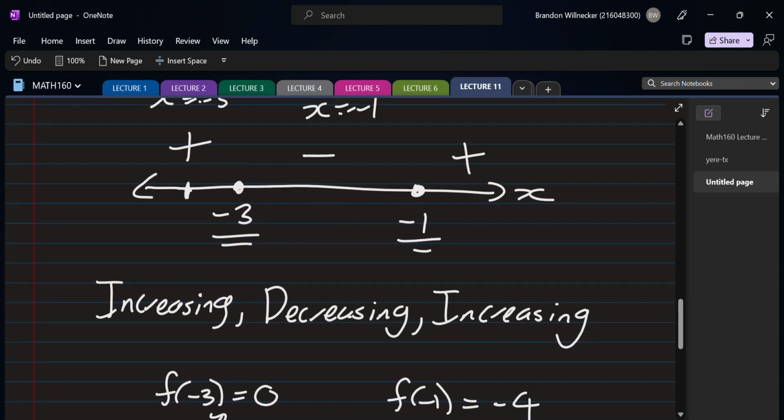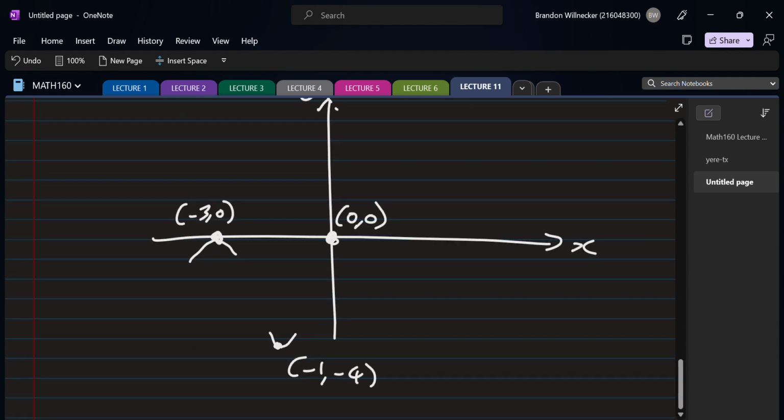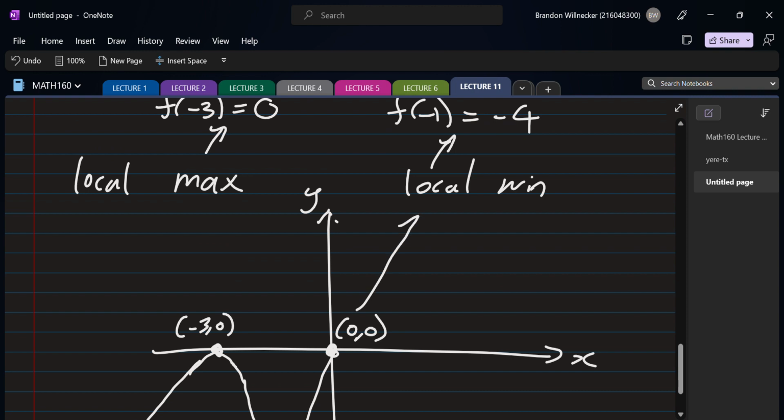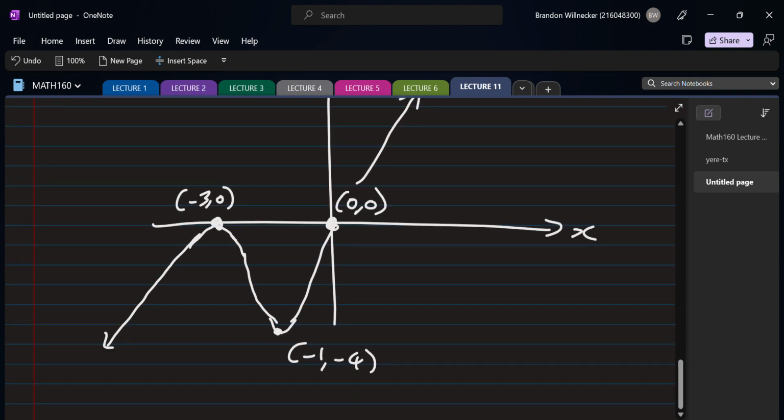So before -3, it's increasing. From -3 to -1, it's decreasing. From -1 onwards, it's increasing. So we just keep that in our minds. Increasing, decreasing, increasing. And let's connect the dots. So it's going to be increasing, then decreasing, then increasing, and it does that forever onwards. Okay, and we're done. So this is all we needed for calculating this.